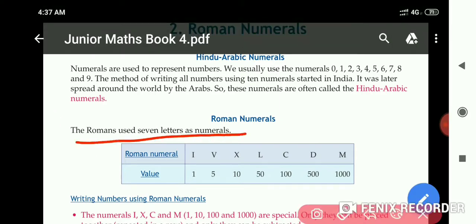Roman numbers use 7 letters as numerals. If we denote 1, then it is denoted like this. 5 is denoted by V. 10 is denoted by X. 50 is denoted by L. 100 is denoted by C. 500 is written as D. 1000 is written as M. So, we write the Roman numbers in the form of alphabets.